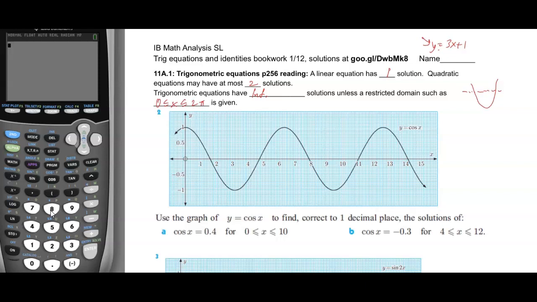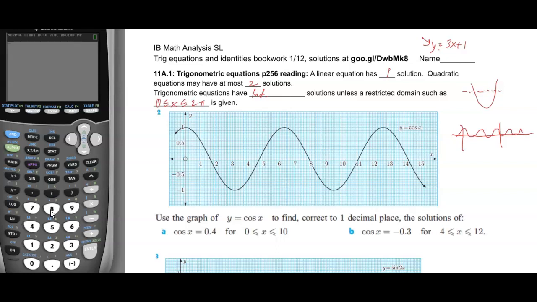Trigonometric equations have infinite solutions unless a restricted domain such as 0 is less than or equal to x is less than or equal to 2 pi is given. Since you have bumps, if you have a line which goes through one of the bumps, it's going to go through all the bumps. So then you would have infinite solutions unless you restrict the domain between here and here, for example. Okay? All right, let's look at picture number 2.